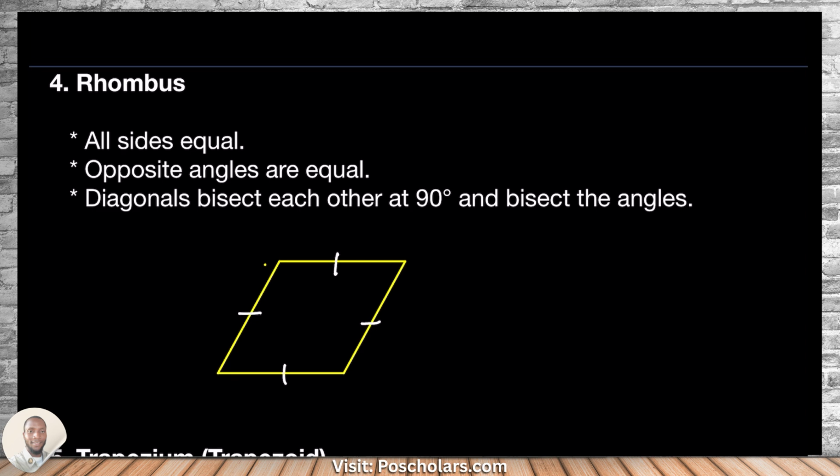Opposite angles are equal, right? That means this angle is equal to this angle, and this angle is equal to this angle, right? So next, diagonals bisect each other at 90 degrees. The first diagonal is running from here to here, and the second one is running from here to here, right? That means at this point where the diagonals bisect each other, the angles subtended are 90 degrees. So we have 90 degrees here, 90 degrees, 90 degrees, and 90 degrees.